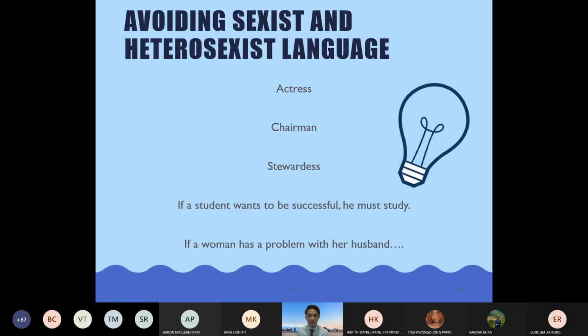Okay, and another one is this sentence. Okay, if a student wants to be successful, he must study. So a lot of people use the word he or anything that relates with males to refer to both genders. And this can be offensive. So basically in this situation, you need to change it to he or she must study, or change it to they must study so that it includes both genders.